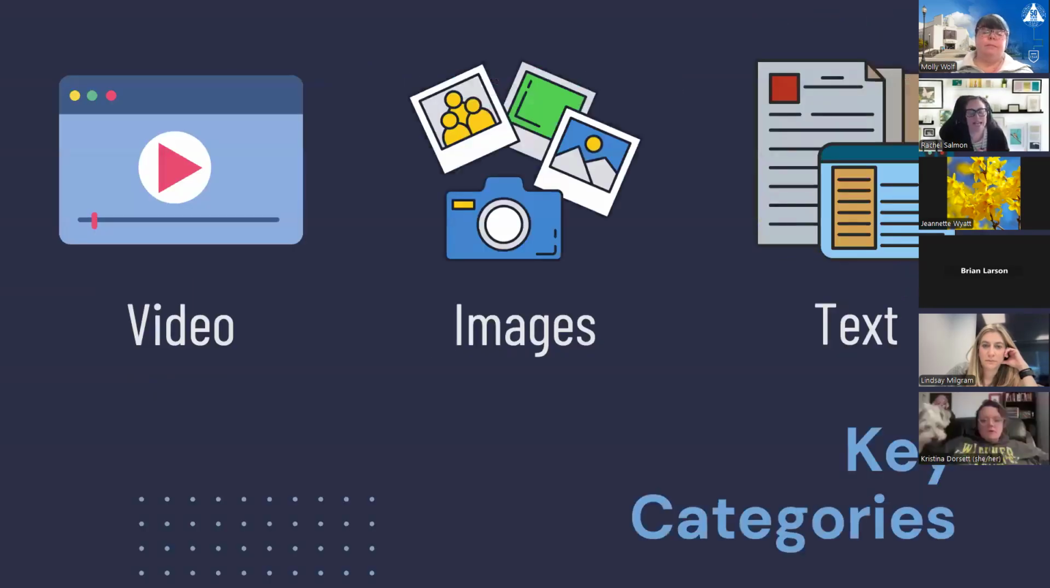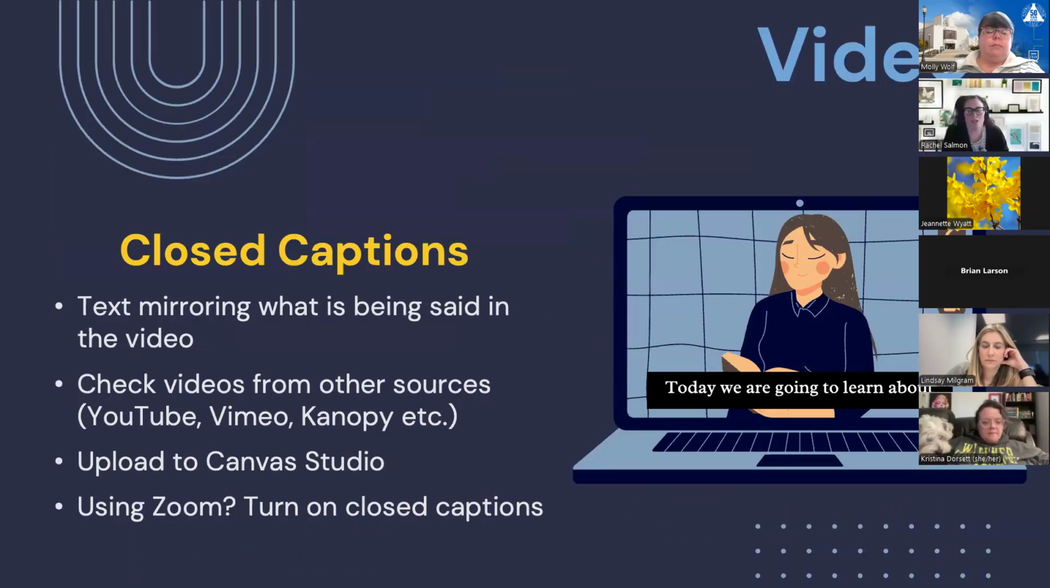The three categories we're really going to get into today are your videos, your images, and your text. Starting with videos, making sure your videos have closed captions allows anyone with an audio impairment, or just a lot of distractions around them, to access that video. They can read along and see what is happening in the video, what they're talking about, whether they can see it or not, or hear it or not.